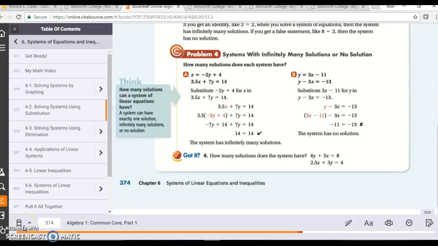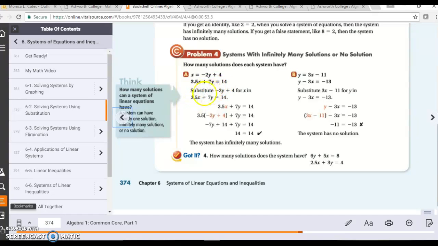Looking at problem 4. It says systems with infinitely many solutions or no solutions. It says, how many solutions does each system have? So the first one we have is x equals negative 2y plus 4 and 3.5x plus 7y equals 14.